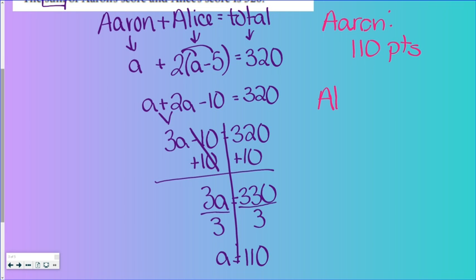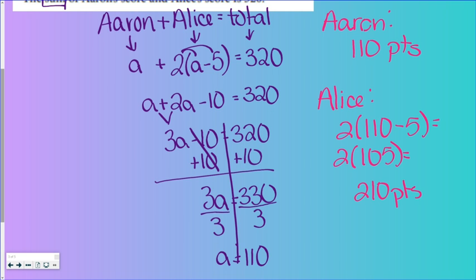Alice was twice Aaron's score minus 5. So 110 minus 5 is 105. Double that, we get 210 points for Alice.